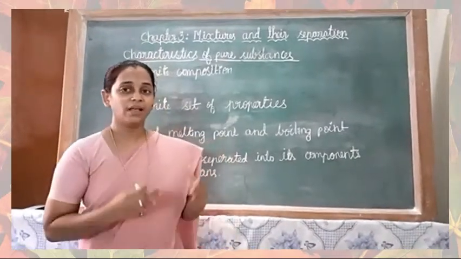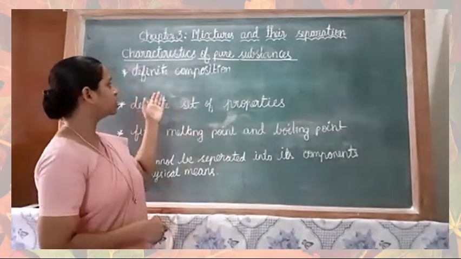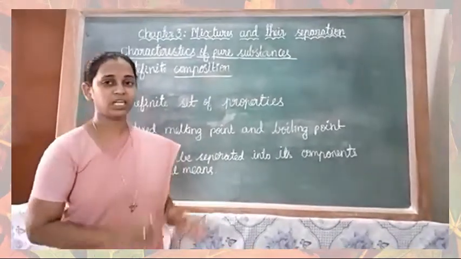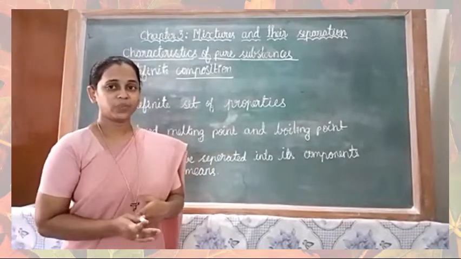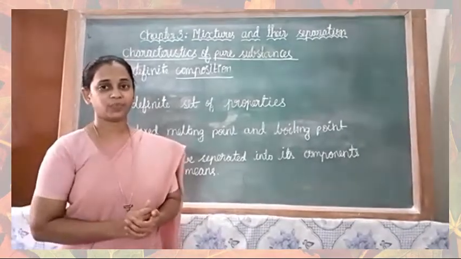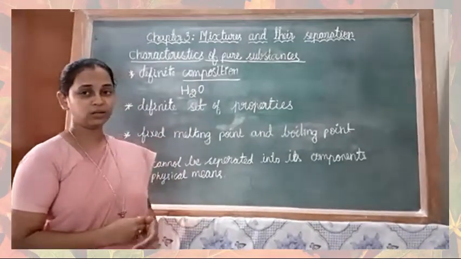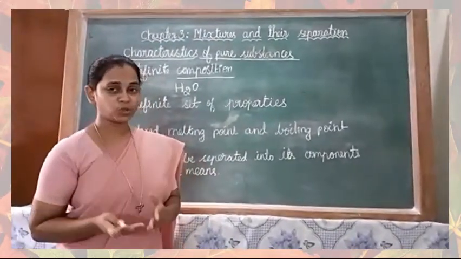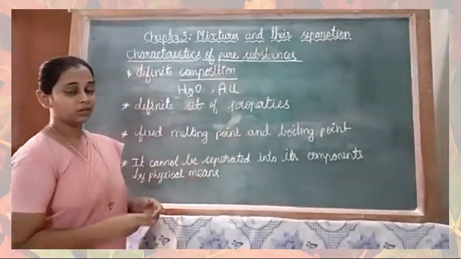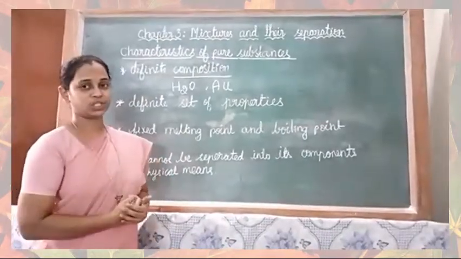Now we shall discuss the characteristics of pure substances. First, a pure substance has definite composition. For example, water is composed of only molecules of water. Similarly, gold is composed of only atoms of gold. Therefore, we can tell that a pure substance has definite composition.